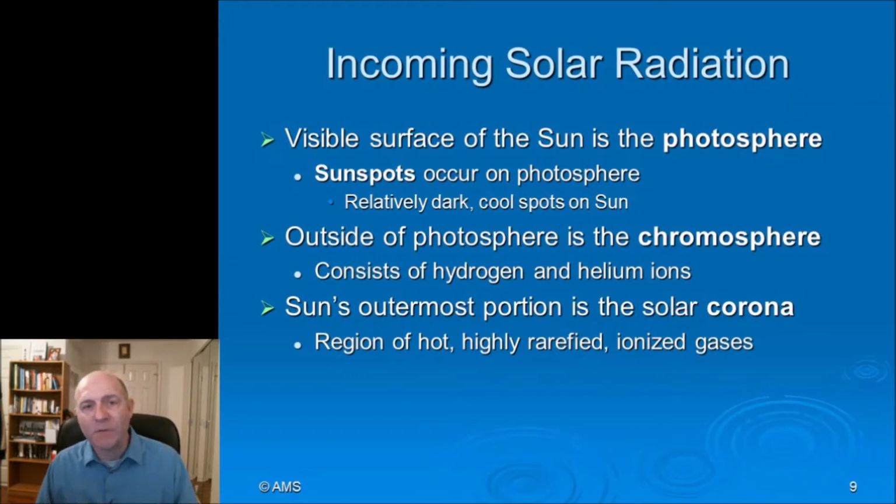Now, outside of the immediate photosphere is the chromosphere. That's hydrogen and helium ions running around. And then beyond that is the corona, the sun's outermost portion. That's a region of exceedingly hot and rarefied ionized gases. But for most of our purposes, we're interested in the photosphere. The corona generally is not visible, with the exception of a total solar eclipse. If you saw some of that back in 2017, you might have seen the corona.